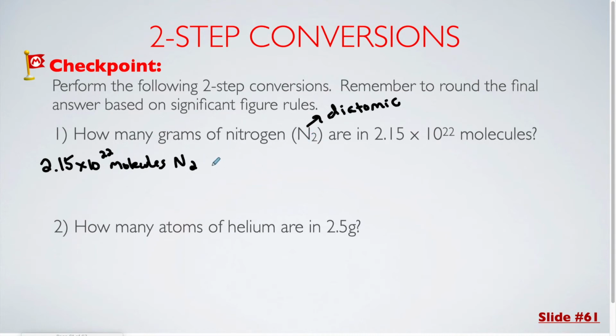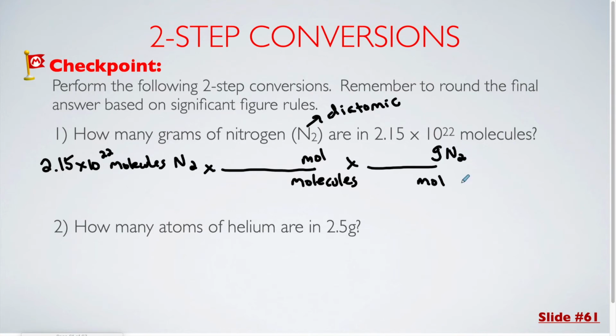Alright, so I am going to cancel out molecules on my way to moles. So I'm going to have to stop at moles in the middle for each of these. And then once I cancel out those molecules, I then can cancel out moles on my way to grams. We're still going to have N2 at the end.